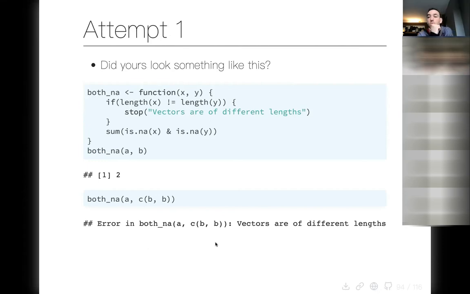So this is one way to do it, where I would say if the length of X does not equal the length of Y, then stop. Vectors are of different lengths. Okay, and now we can test this where I say both NA_AB, I get 2. Both NA_A and BB, before it would have been recycled, instead we're getting an error in both NA, vectors are of different lengths.